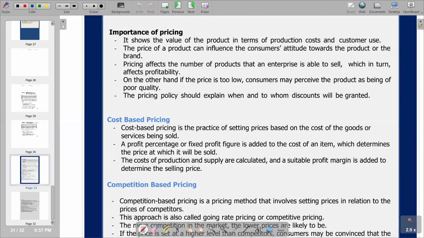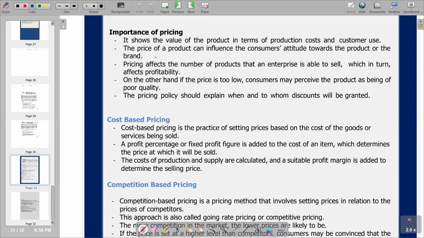Going to the other section, on the importance of pricing, the first point says it shows the value of the product in terms of production cost and customer use. The price that we have set will indicate the production costs that we've incurred. Remember, after we have calculated our production costs, we add a markup to that production cost so that we can come up with the price. So the higher the production cost, the higher the price. It also indicates the use that the customer is going to make of that product. So this is the first point.